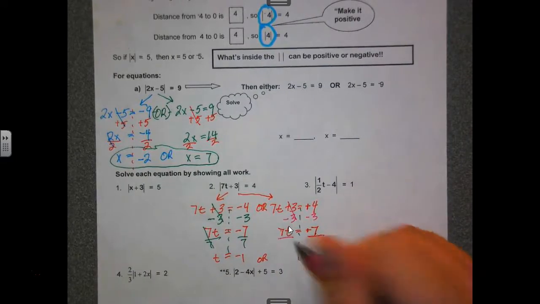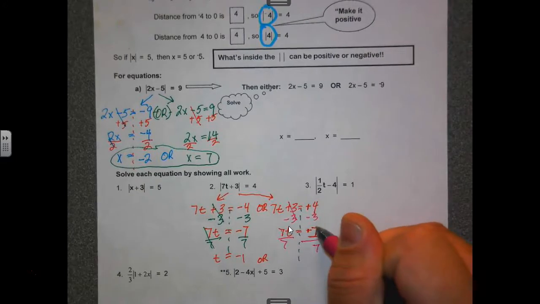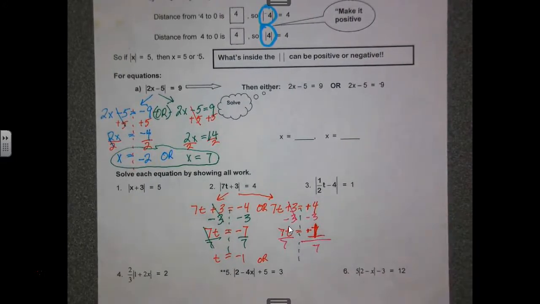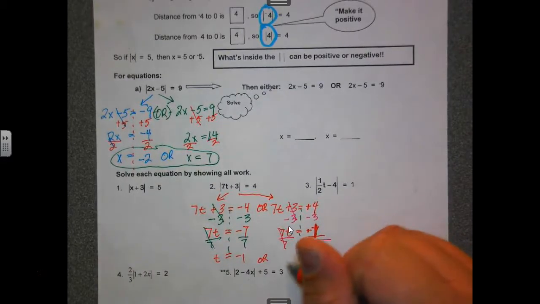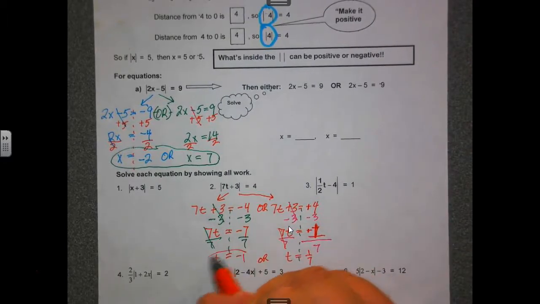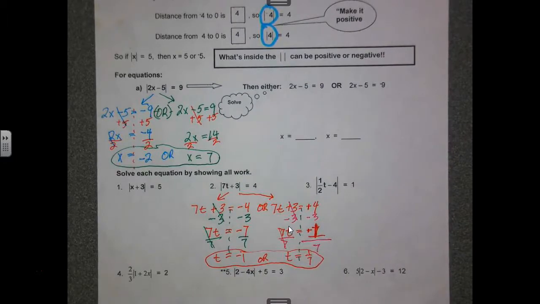Divide by 7. That's a 1. So t is going to equal 1/7. Fraction, I would prefer fractions at this time in your mathematical lives.